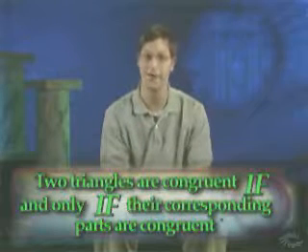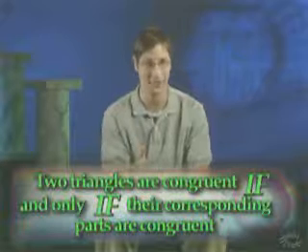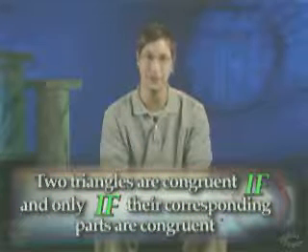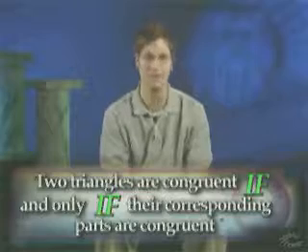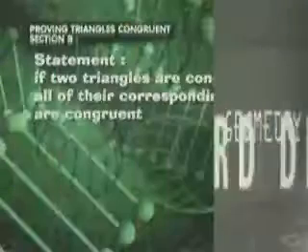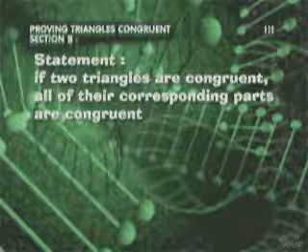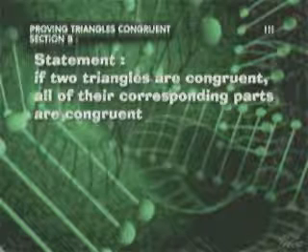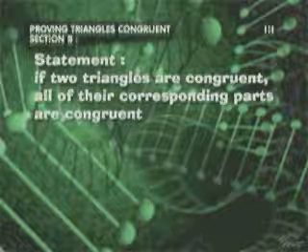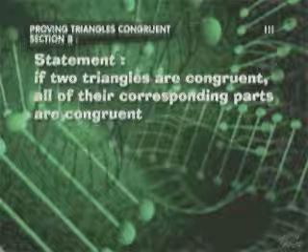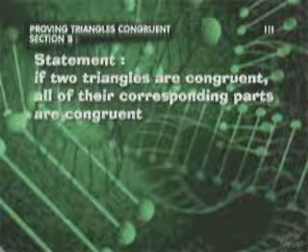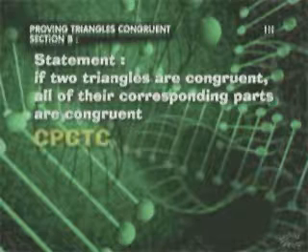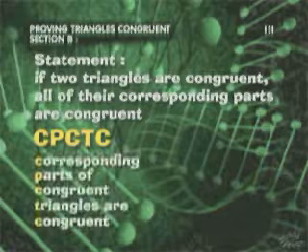Note that the definition, two triangles are congruent if and only if their corresponding parts are congruent, uses the phrase "if and only if," reminding us that this statement is really two statements, the statement itself and its converse. Our statement is, if two triangles are congruent, all of their corresponding parts are congruent. This statement will be very useful to us later on when we work out more proofs. In fact, we'll refer to this definition so much it's often given nicknames like the definition of congruence, fuzzy face, and CPCTC, which stands for corresponding parts of congruent triangles are congruent.